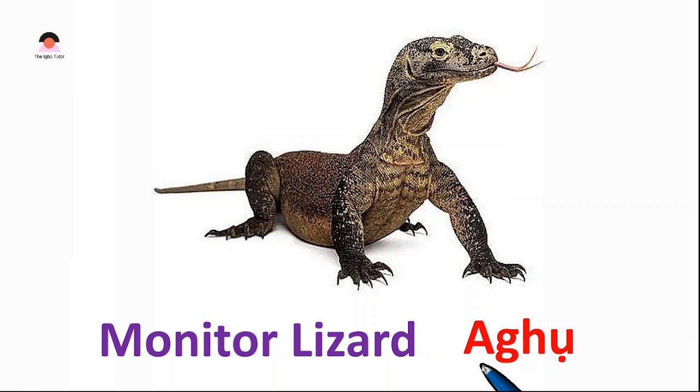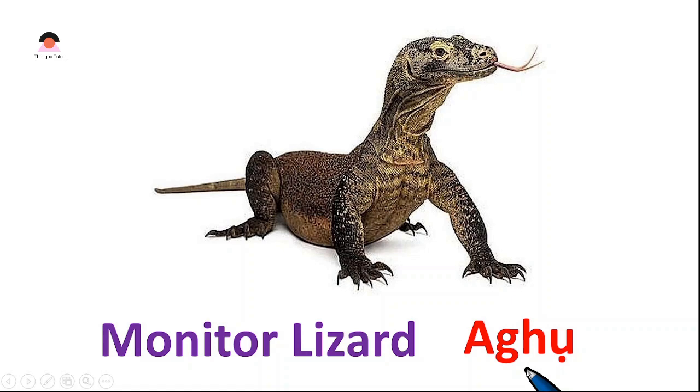We have monitor lizard. We call this ao in Igbo language. It looks like Komodo, but it's not. It's very small compared to the Komodo lizard. So it's monitor lizard. We call it ao, but they behave the same way as Komodo.